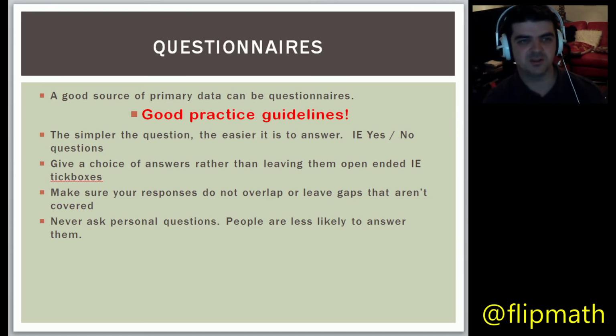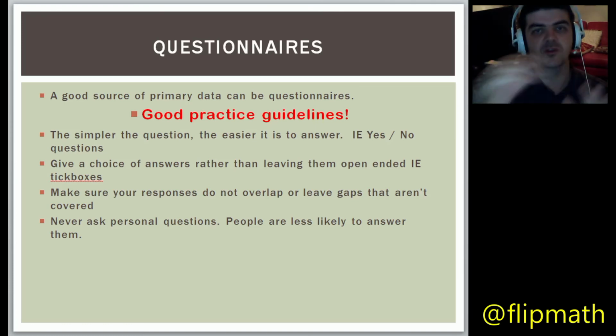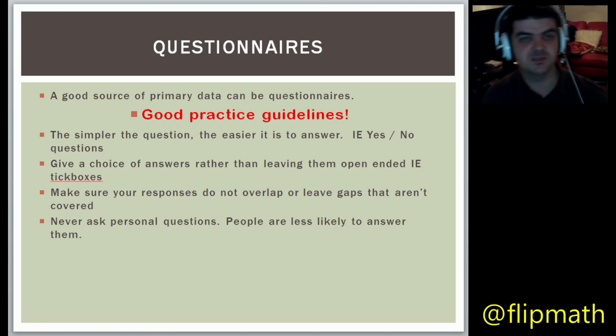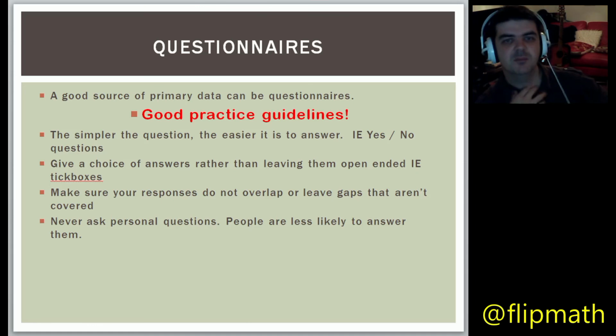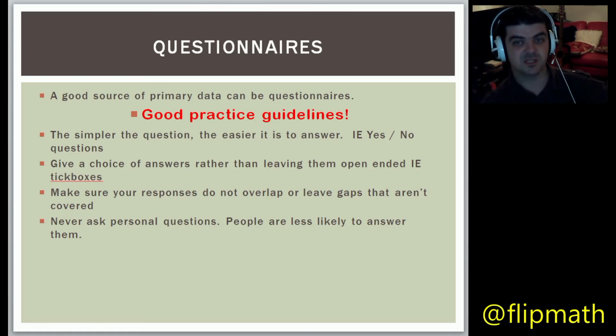tick boxes. So if you're asking people how much they spend per month on food, rather than just leaving it totally open-ended, group your data already. So give 0 to £50, 51 to 100, 101 to 150, etc. Give them the tick boxes to fill in. Make sure responses do not overlap or leave gaps that aren't covered, and never ask personal questions. People are less likely to answer them. We've covered those bits earlier on in the video.